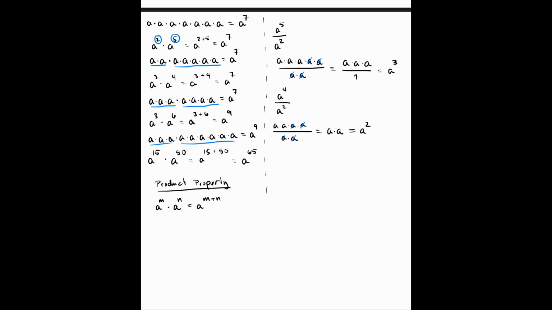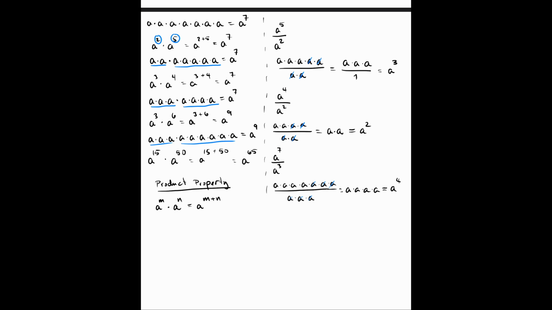Okay, let's do one more example. Let's do a to the 7th power divided by a cubed. And again, we know what this means. This is a multiplied by itself 7 times divided by, whoops, I need one more a. And this is being divided by a cubed, which is a multiplied by itself 3 times. We can simplify some of these common factors, and we are left with a times a times a times a, which can be written as a to the 4th power.